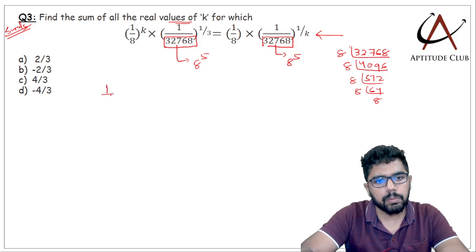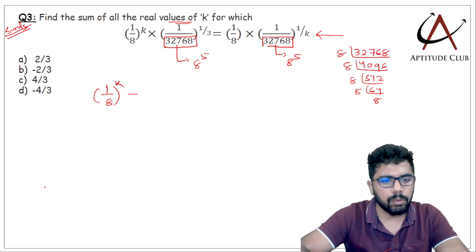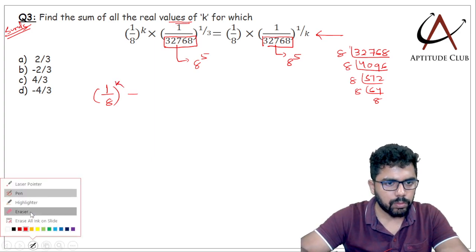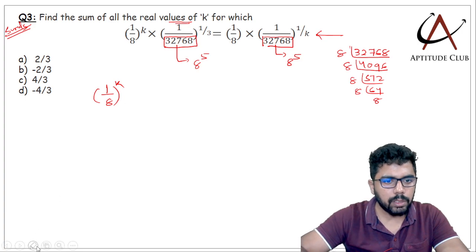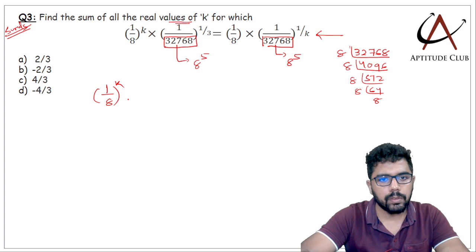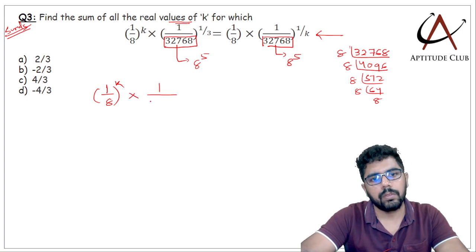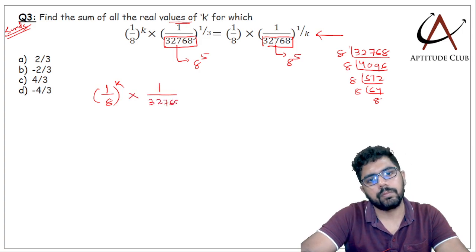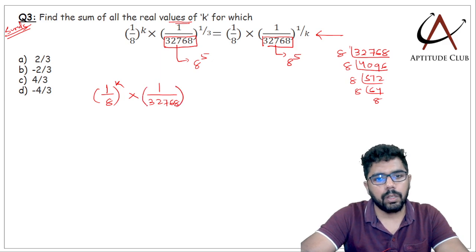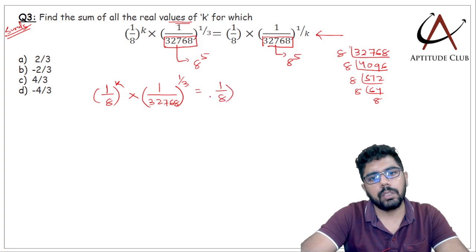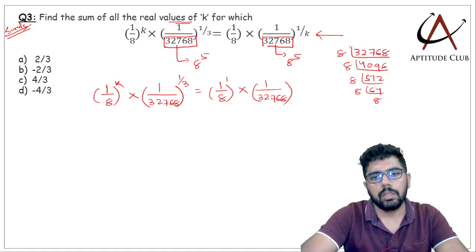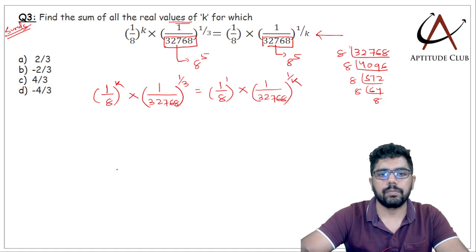The first part becomes 1 by 8 whole to the power k, into 1 by 32768 to the power 1 by 3, is equal to 1 by 8 to the power 1, to 1 by 32768 to the power 1 by k.